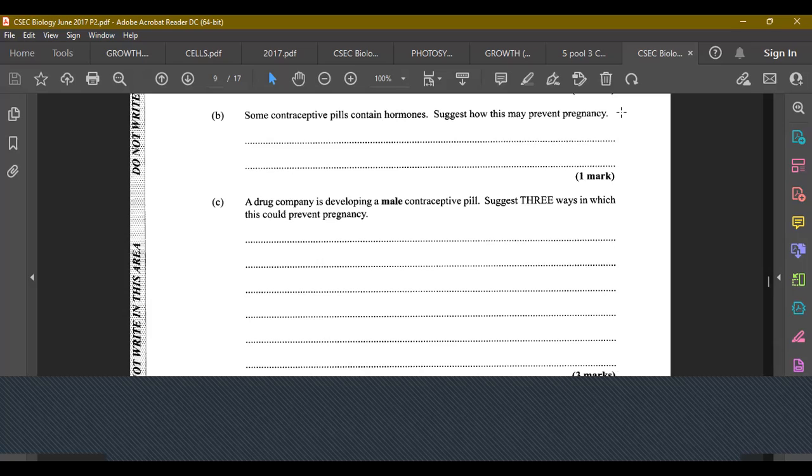Nice, nice. What else? Prevent the egg from being implanted in the uterus. Prevents ovulation, delay ovulation so that there is no chance of fertilization, or would even prevent implantation and cause the uterus lining to break down. I keep saying wall, bad habit.